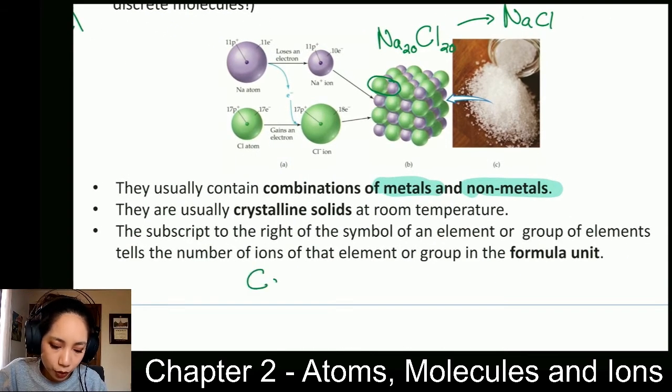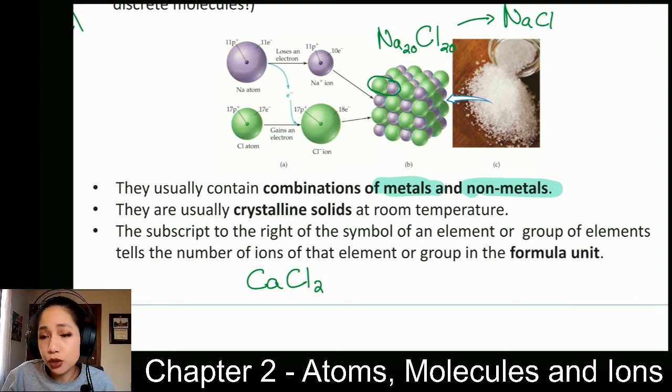So for example, a different type of ionic compound like calcium chloride actually has 2 chloride anions for every 1 calcium cation. So the subscripts tell you the ratio of ions in one formula unit. The atomic structure of calcium chloride will look much different than our sodium chloride example here, because there are 2 anions for every 1 cation.